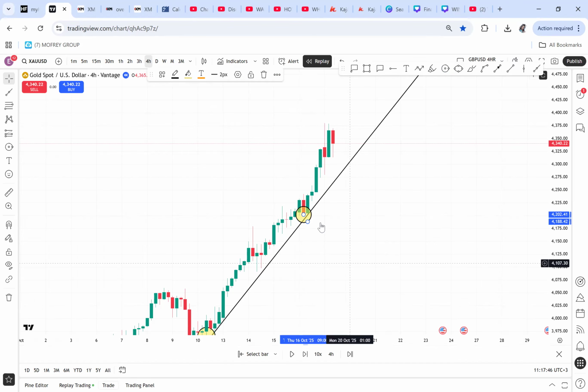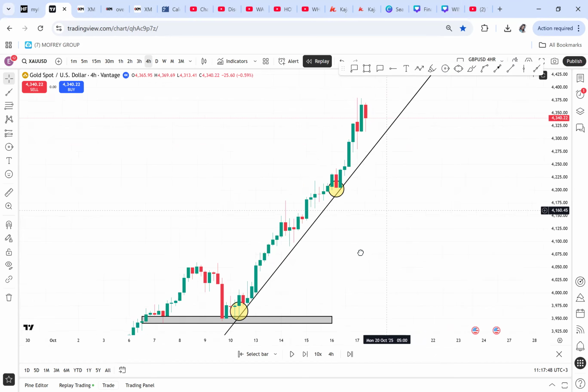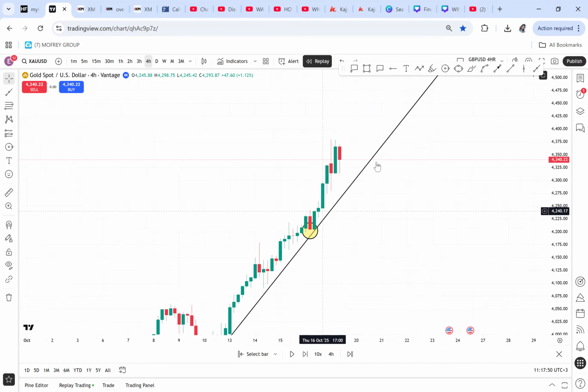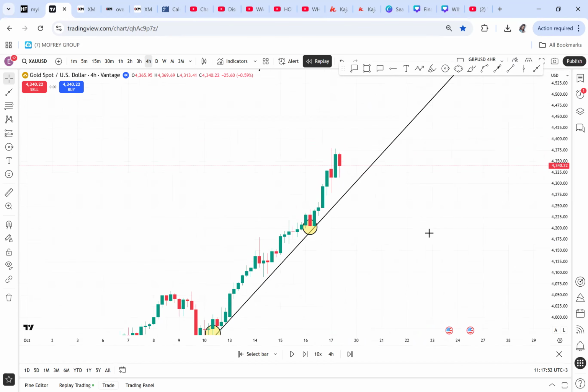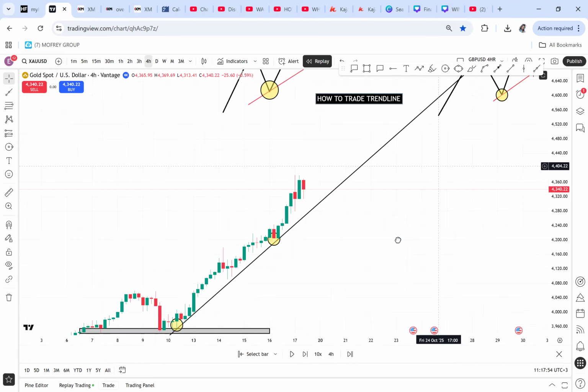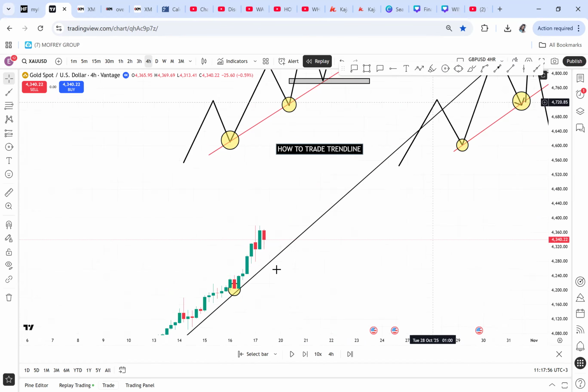So I have point 1, point 2. Now, this market has not touched, we don't have another touch. We don't have touch 3. And in any trend line, 2 things can happen. It can come, touch, break, and continue and change the structure. That is number 1. Number 2, it can come, touch, reject, and continue to go up.